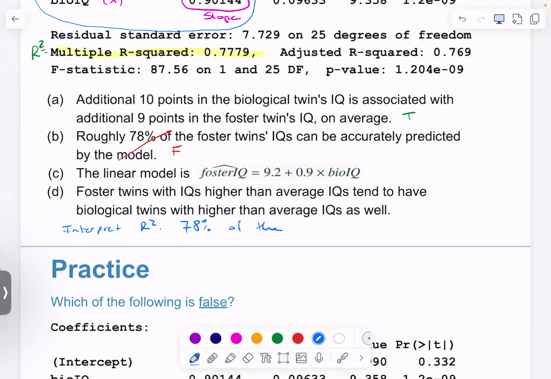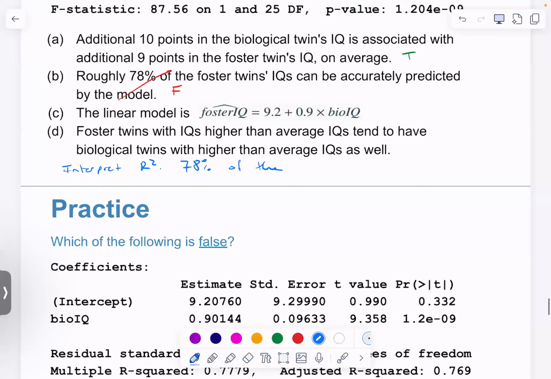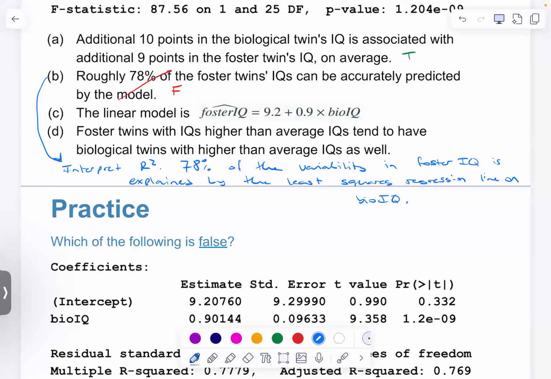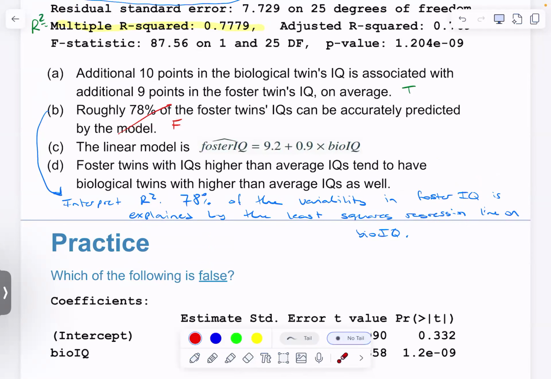of the variability in Y, which is the Foster IQ, is explained by the least squares regression line on bio IQ, which is not what this blurb is saying, but I don't like it when they do that.